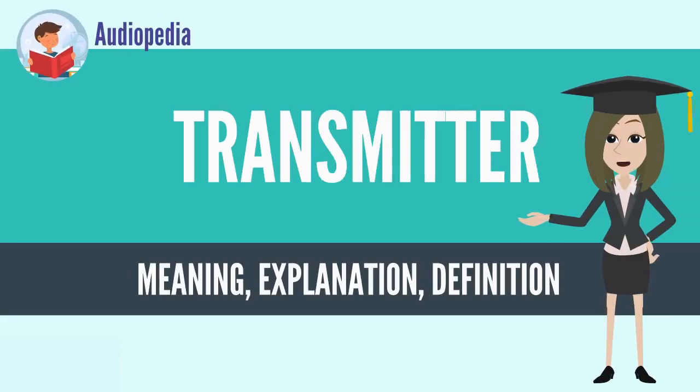Transmitter. In electronics and telecommunications, a transmitter or radio transmitter is an electronic device which produces radio waves with an antenna. The transmitter itself generates a radio frequency alternating current, which is applied to the antenna. When excited by this alternating current, the antenna radiates radio waves.